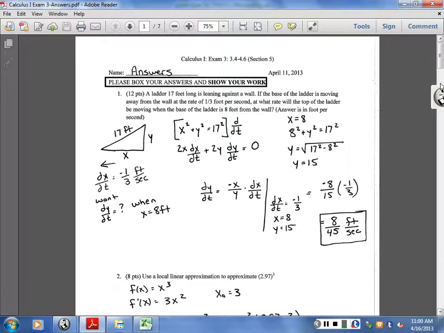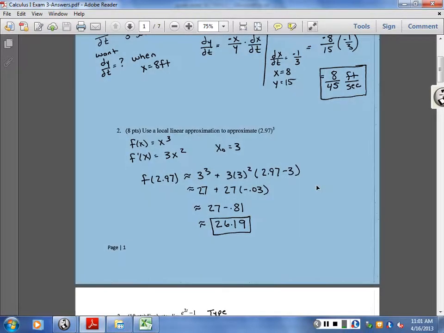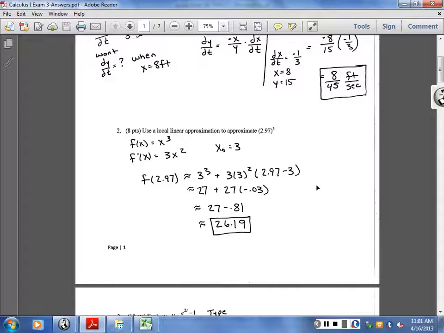Number one was pretty straightforward. It was exactly like the one from your quiz, the stepwise. Number two was also like the one from the quiz. Some of you approximated at 2, which I believe I took off a point for doing that because it wasn't the best approximation. And being able to know what to pick your 3 not to be is an important part of that, because 0.97 away is a lot further away than 0.03 away. And this is a local linear approximation.